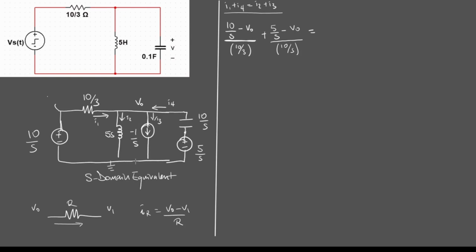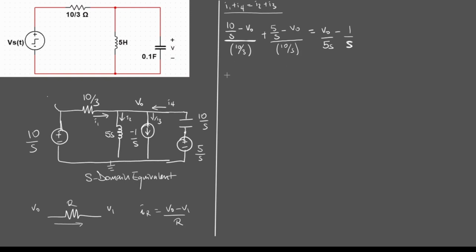So for I2, this is ground. So this is 0 volts. And our current is flowing this way. So that's going to be V0 minus 0 over 5S, which is the same as V naught over 5S. V naught over 5S minus 1 over S. Whoa, I have to be careful with that. So minus 1 over S, since our current is going this way.